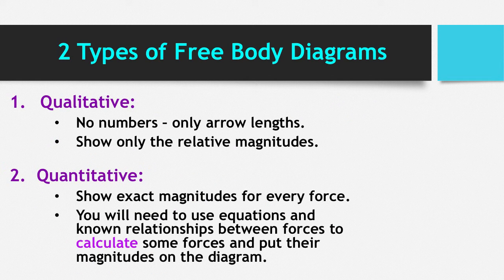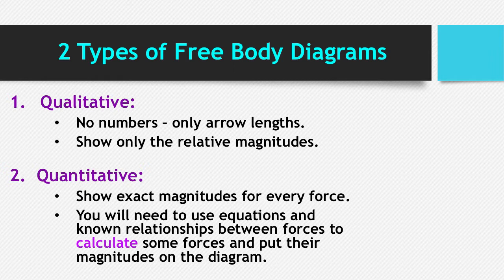This means that diagrams can be qualitative or they can be quantitative. A free body diagram with no numbers, with just the relative lengths of the arrows, some arrows shorter, some arrows longer, that's going to be a qualitative free body diagram. It's just showing qualities, it's not showing actual quantities.